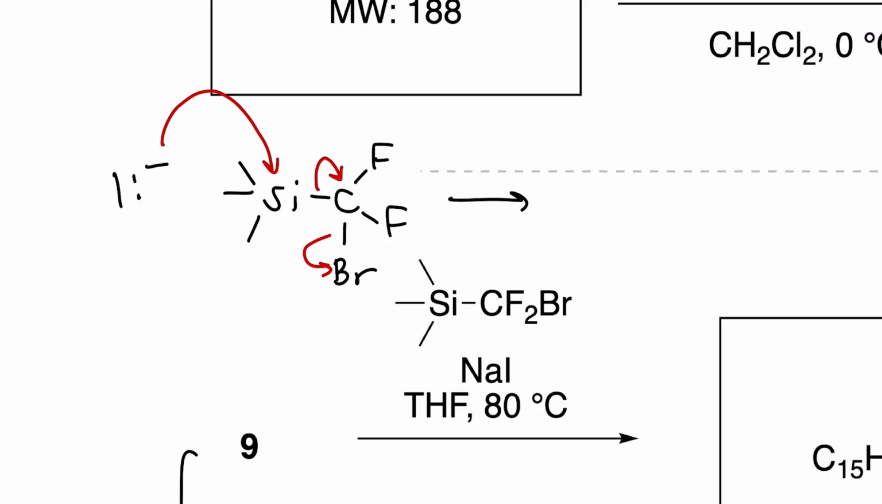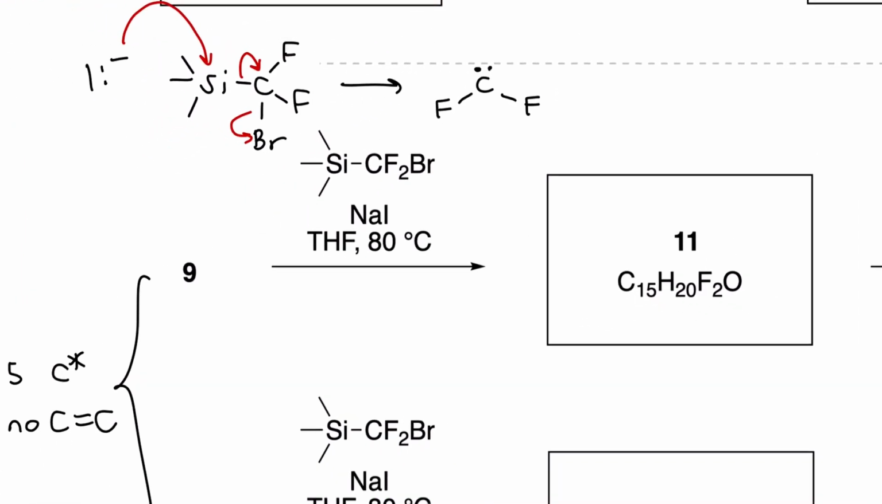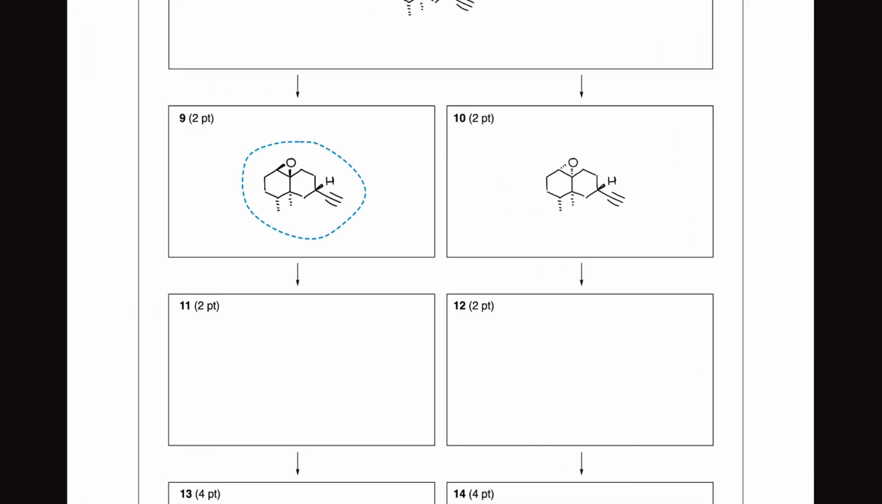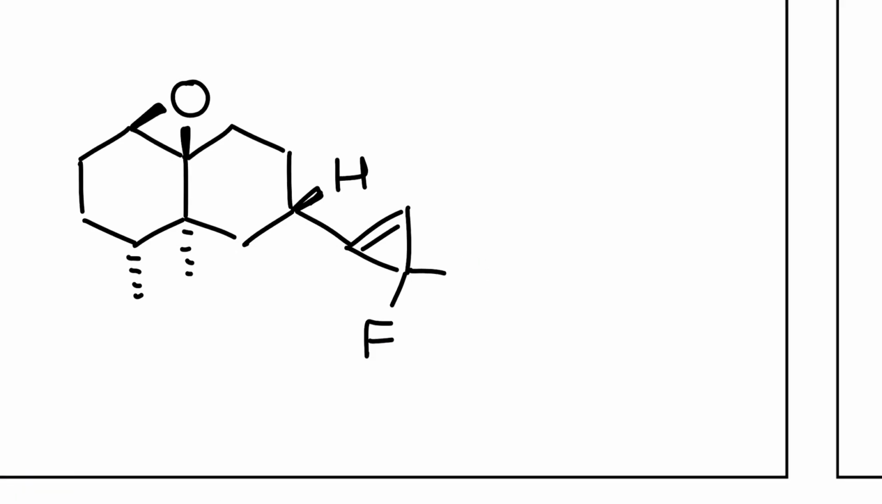So you will get a CF2 carbene. And then the carbene will add onto your double bond, forming the cyclopropene, which is really cursed. But is it aromatic? Not yet, because we don't have a planar carbon yet right here. This carbon is still not planar.